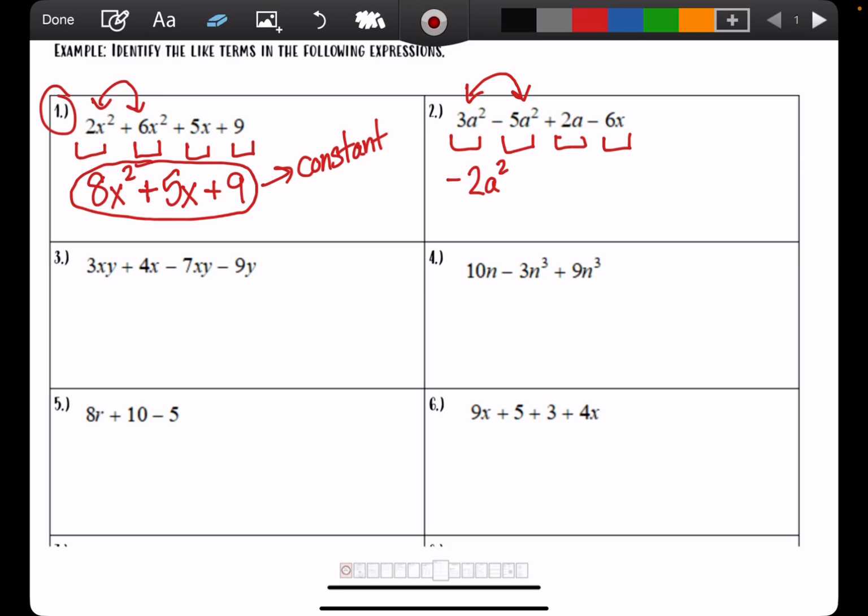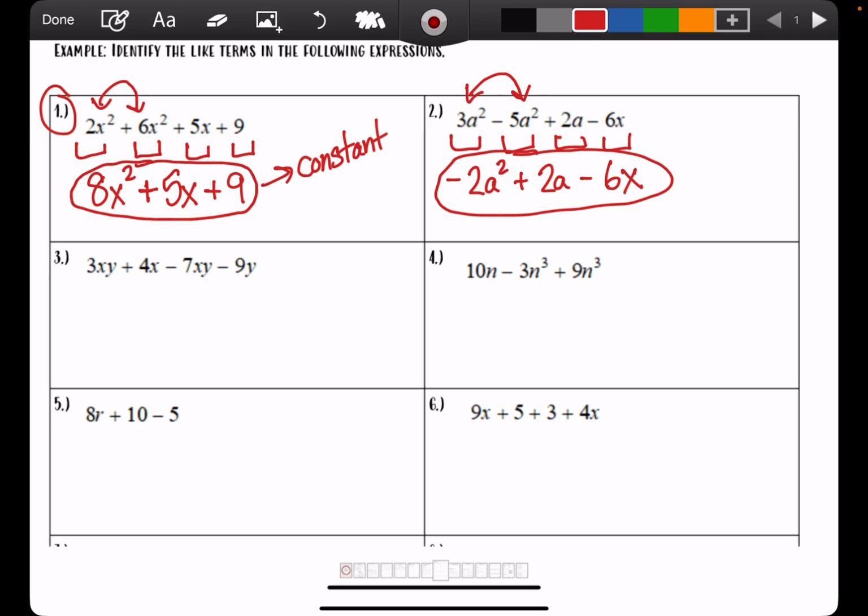All right, and then we're still going to write in plus 2a and minus 6x. That's as simple as we can get that expression, because for 6x, there's no other term that has x with it, and 2a cannot be combined with negative 2a squared because even though they have the same variable of a, those a's don't have the same exponents.